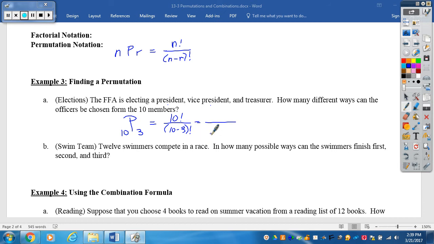I want you to practice this. The 10 factorial should give you 3,628,800. So make sure you know how to plug that in your calculator and get that number out. The 10 minus 3, or 7 factorial, is 5,040. And so in the end, when you divide those two out, you end up with 720 different ways that you could choose a president, a vice president, a treasurer from a 10-member committee, okay, from the FFA.